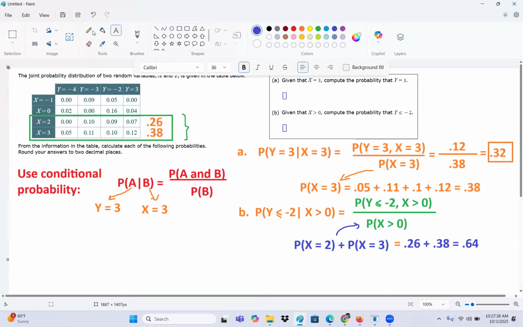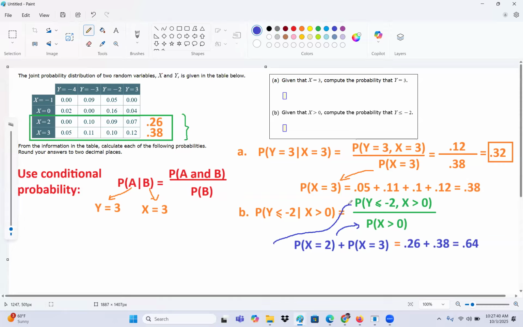On top of that, we have the probability of y less than or equal to -2, given that x is greater than 0. So we have to count -2, -3, and -4. We have to count y equal to -2 as well, so we count these 3 rows.